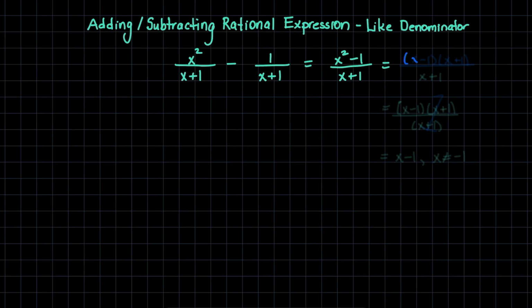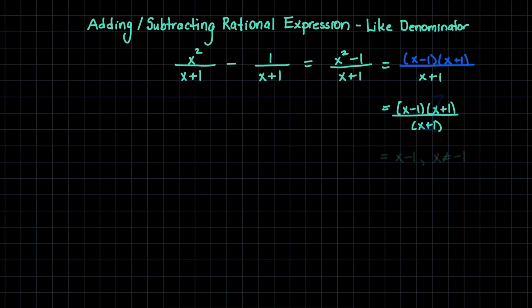There's a difference of two squares video if you're unfamiliar. It factors into x minus 1 times x plus 1, something you should be able to recognize immediately if you're in high school. Okay, so now we have x minus 1 times x plus 1 all over x plus 1.